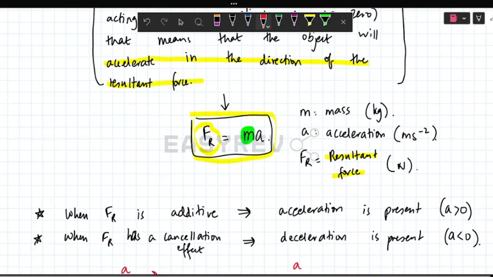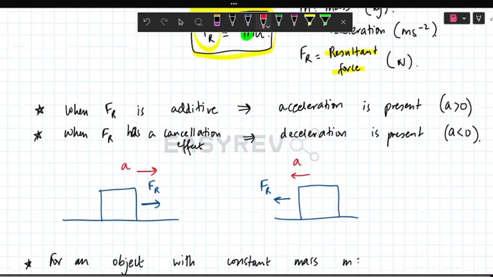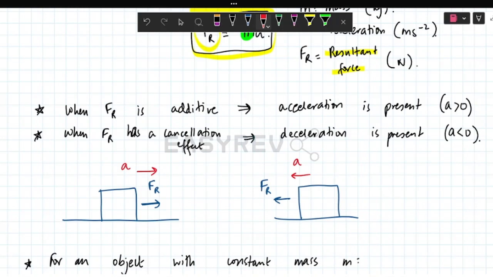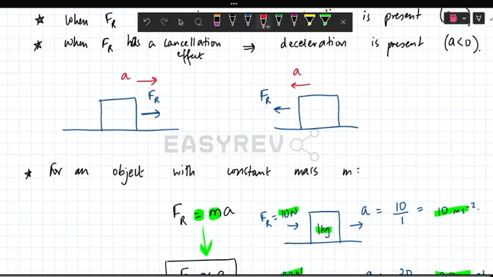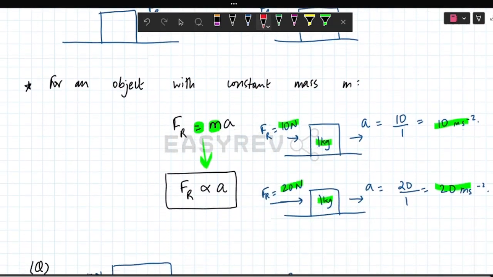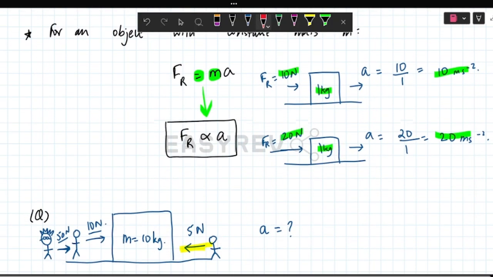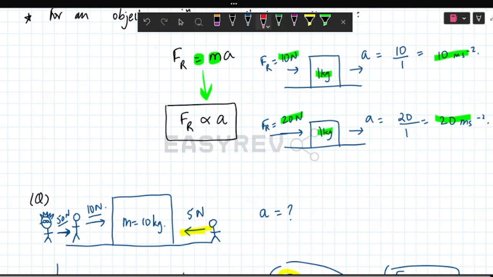From this, we were able to identify that when there is an additive effect of resultant force, that will give you a positive acceleration, meaning the object will speed up. And wherever there is a cancelling sort of an effect, it may lead to the acceleration being negative, meaning the object will slow down due to its deceleration. Then we saw how acceleration and resultant force always are arranged in the same direction, and for an object with constant mass, the resultant force and acceleration are directly proportional to each other.